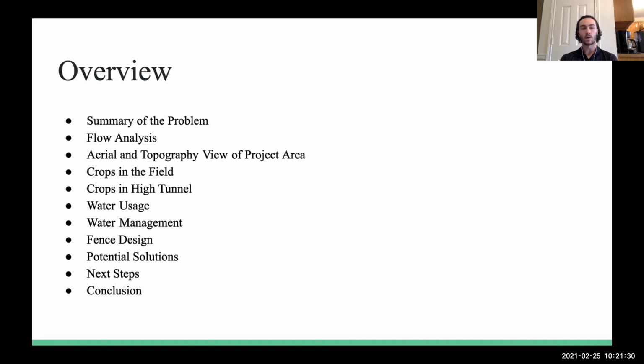After that is water management. Then we have a fence design, as well as potential solutions. And then we have our next steps and the conclusion.